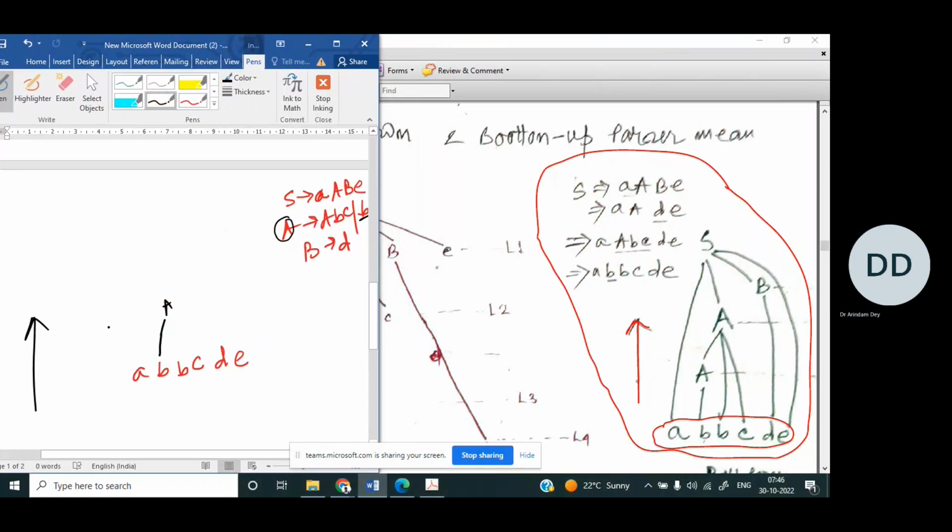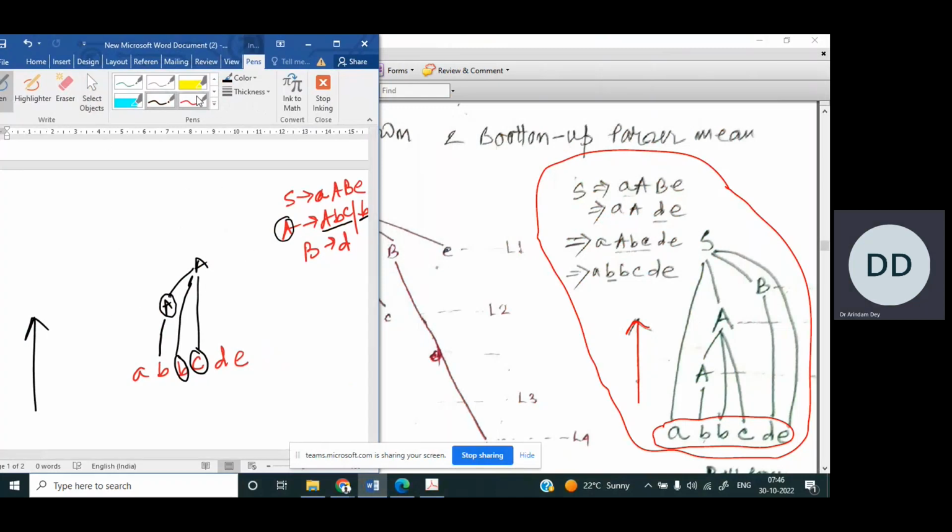Now, what more can I do? A can generate capital A, B, and C. So if I take this capital A, this B, and this C, can I cluster them? Yes, I can make a cluster of it, and it can generate capital A, right? This capital A. Now, what values am I having now? Let me change the color.